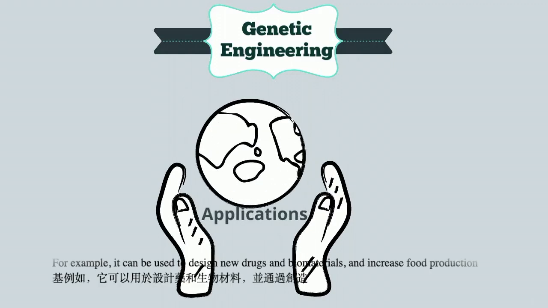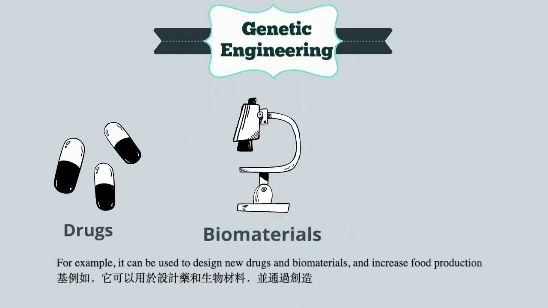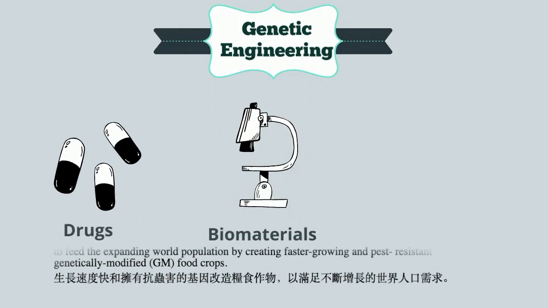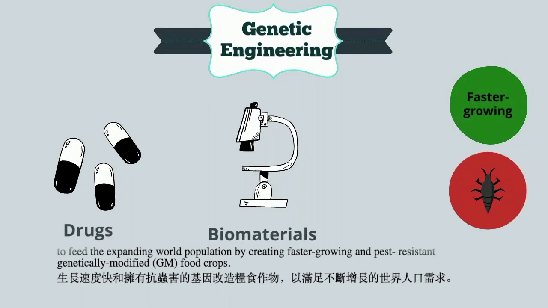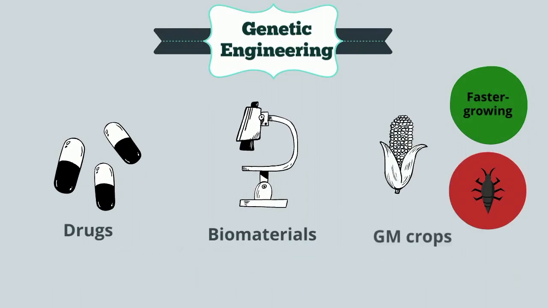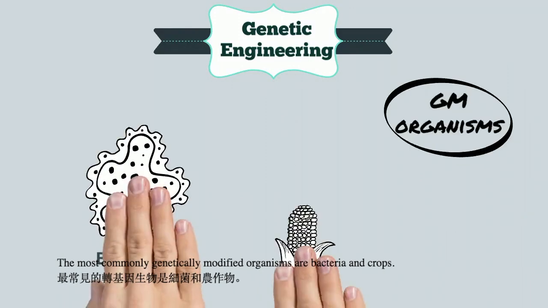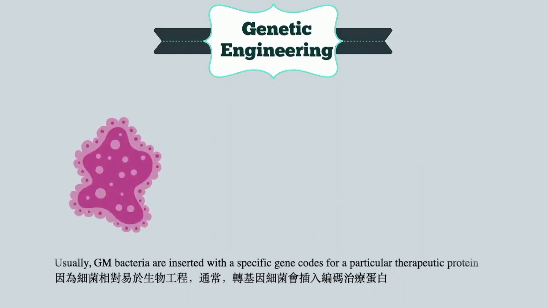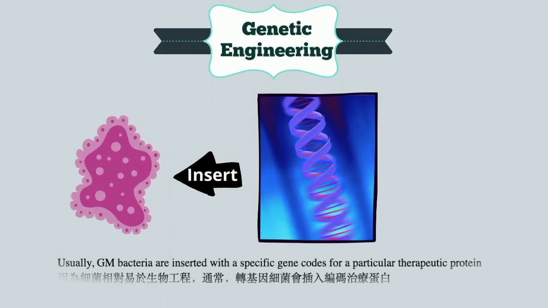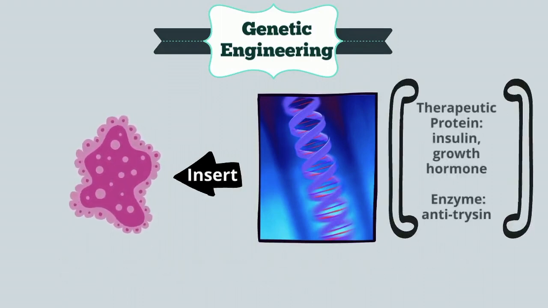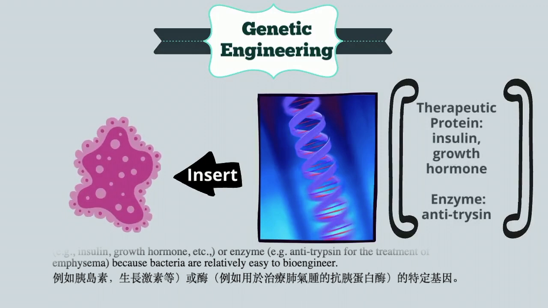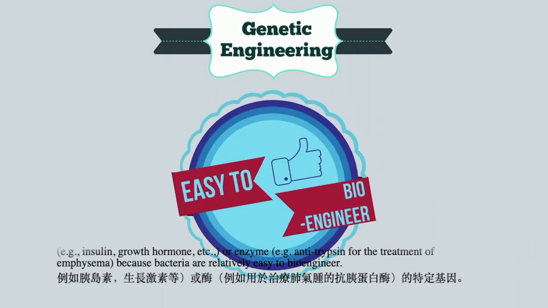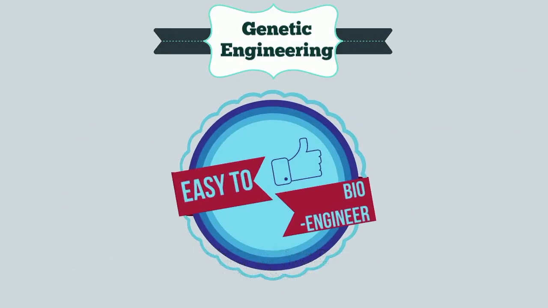For example, it can be used to design new drugs and biomaterials, and increase food production to feed the expanding world population by creating faster growing and pest-resistant genetically modified food crops. The most common GM organisms are bacteria and crops. Usually, genetically modified bacteria are inserted with a specific gene that codes for a particular therapeutic protein, for example insulin and growth hormone, or an enzyme like antitrypsin for the treatment of emphysema, because bacteria are relatively easy to bioengineer.